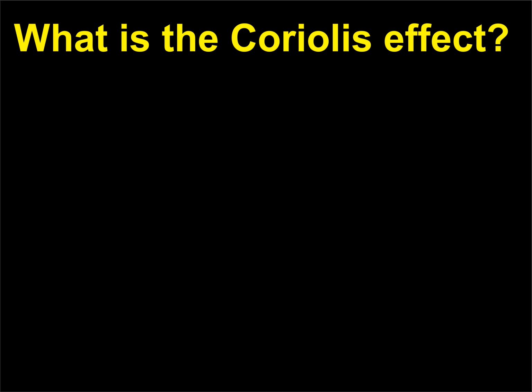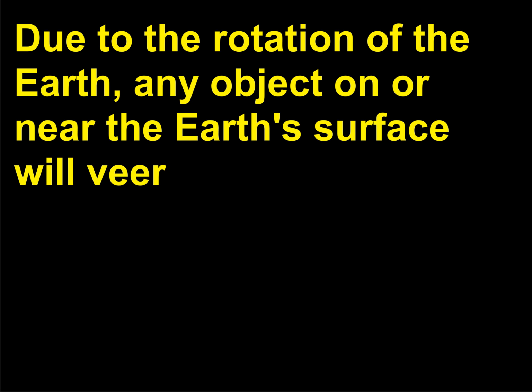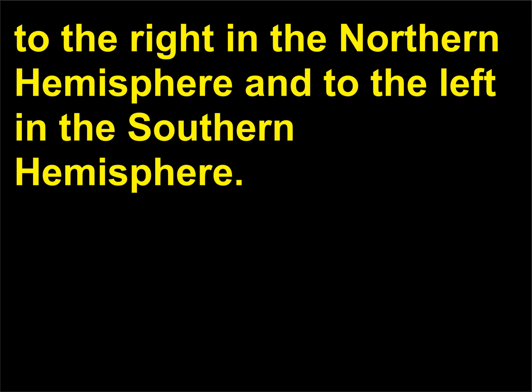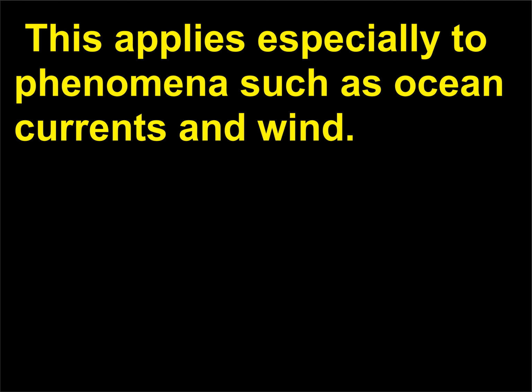What is the Coriolis effect? Due to the rotation of the Earth, any object on or near the Earth's surface will veer to the right in the northern hemisphere and to the left in the southern hemisphere. This applies especially to phenomena such as ocean currents and wind.